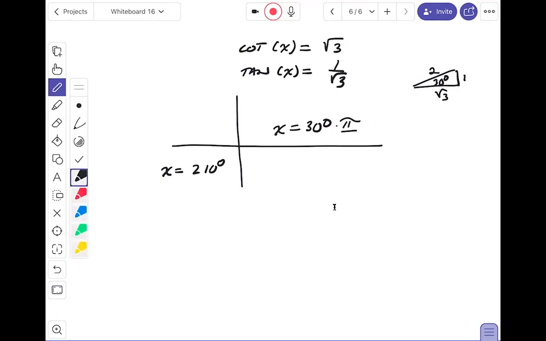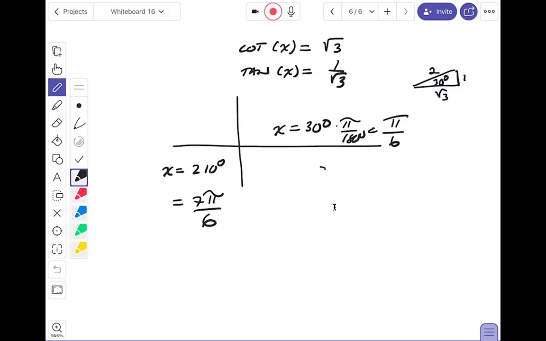Pi over 180 degrees, right? That's going to be pi over 6. And this one over here, well, that's 7 pi over 6, right? That's 7 times 30. So I got 2 of them. However, there's an infinite more to come up with.